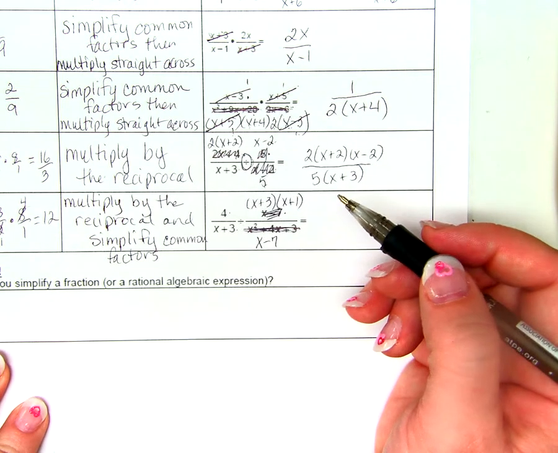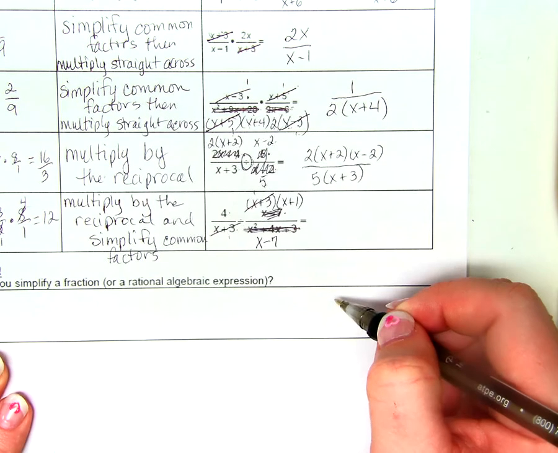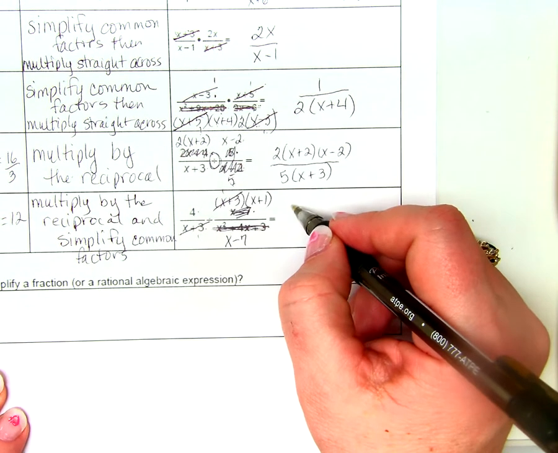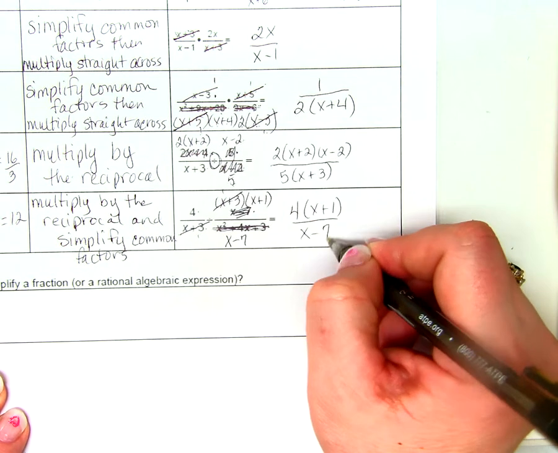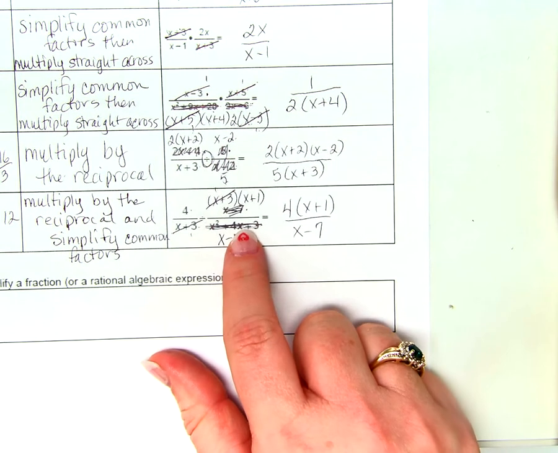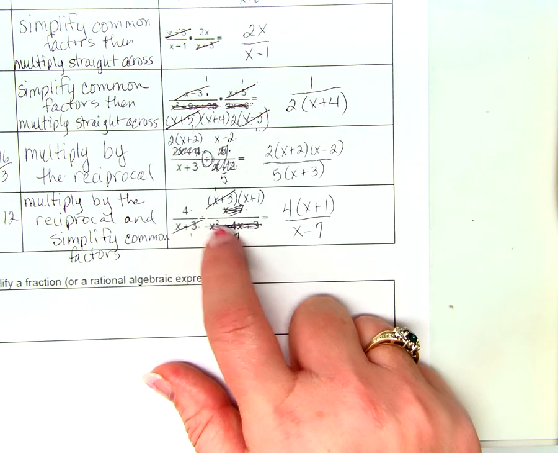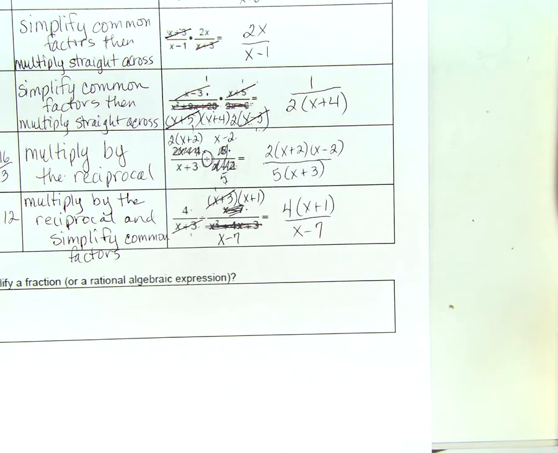What can we simplify? X plus 3, x plus 3. That's a 1, that's a 1, right? What else can we simplify? Nothing? Are you sure? Good. What's left? Four times x plus 1 over x minus 7. How are we feeling? When I factored this denominator right here, I got x plus 3 and x plus 1. But I know I need to multiply by the reciprocal, so after I factored it, I wrote it in the numerator instead. Does that make sense?